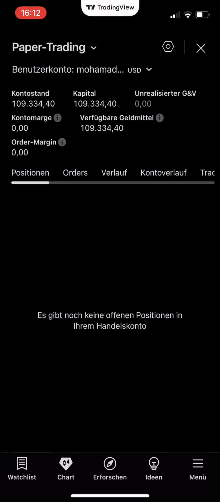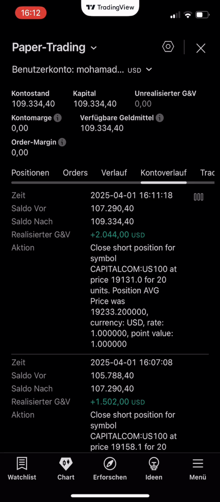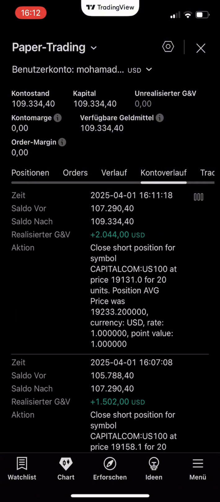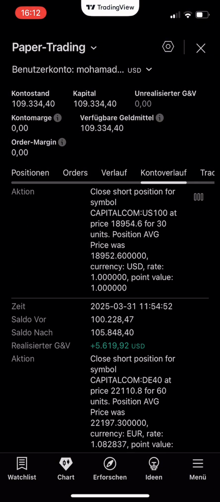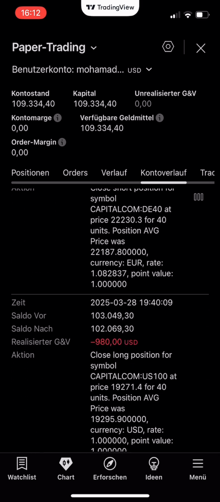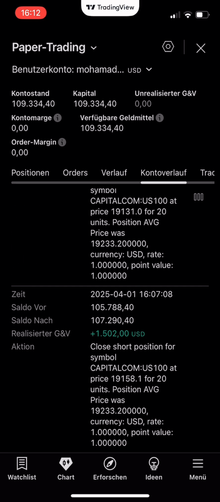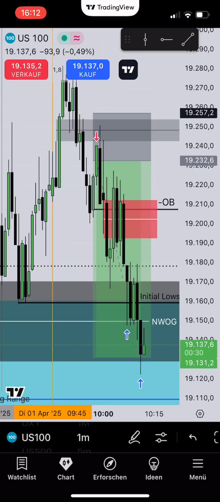Above there at 9:45 a.m. we had news, so I waited for the news release. Here you can see the trade above, which was a profitable trade that I took. That was the idea for the whole trade here.